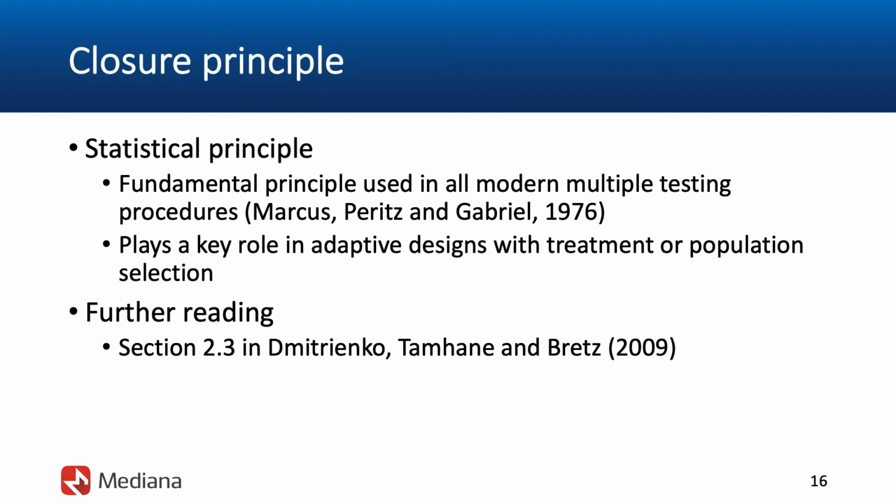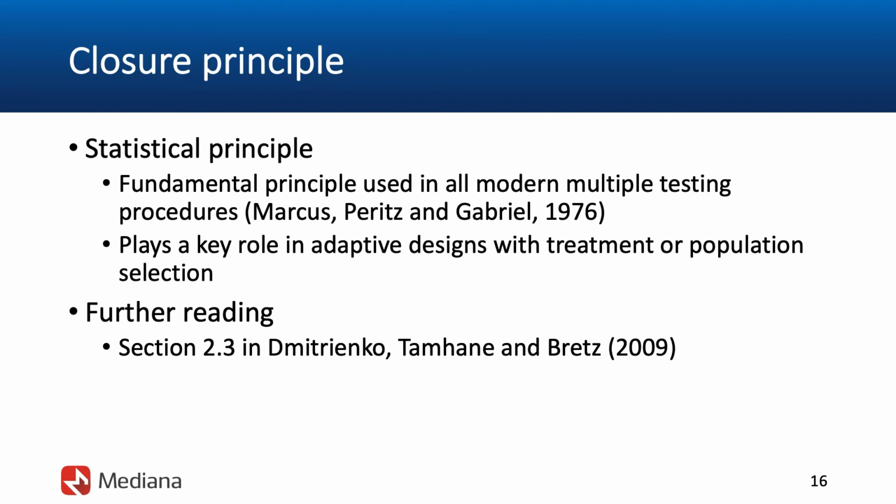It is another fundamental principle used for setting up methods for multiplicity correction or multiplicity adjustment. Sometimes we refer to them as multiple testing procedures. All modern multiple testing procedures have been defined using this principle. And when do we apply the closure principle in adaptive trials?